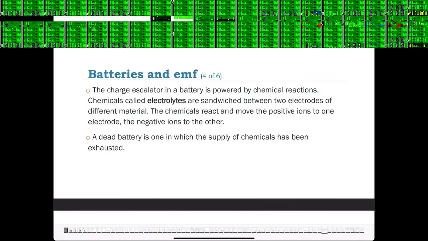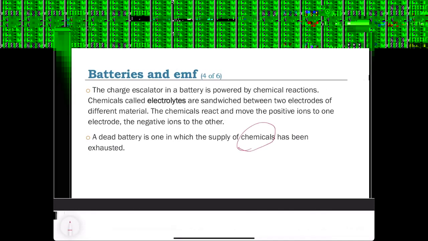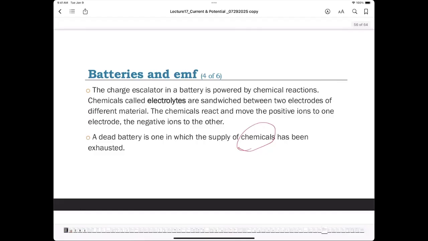A dead battery is one in which the supply of chemicals has been exhausted. There are some chemicals inside the battery. If the chemicals are used up, the battery will be dead. It cannot work anymore because there is no escalator for the charge, and then this battery doesn't work. Does that make sense to you?